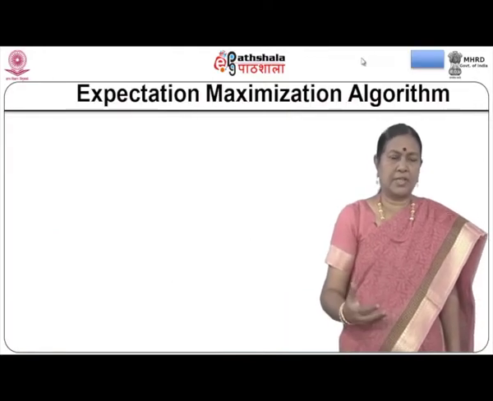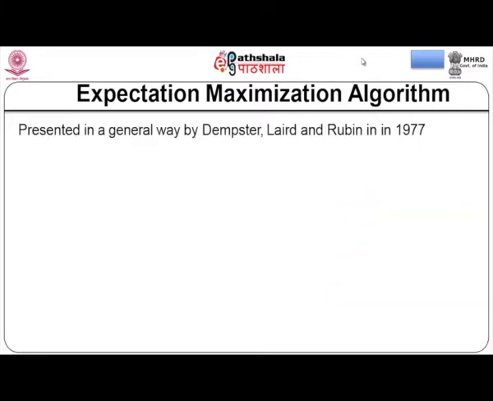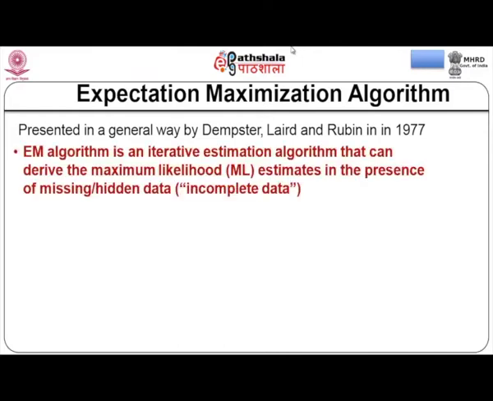Before we start off, let us first understand what this expectation maximization algorithm is. It was presented in a general way as a concept by Dempster, Laird and Rubin in the year 1977. It is an iterative estimation algorithm that can derive the maximum likelihood estimates in the presence of missing or hidden data. This is the important part of the whole issue: the presence of missing or hidden data. With the incomplete data itself, we are able to find maximum likelihood estimates.